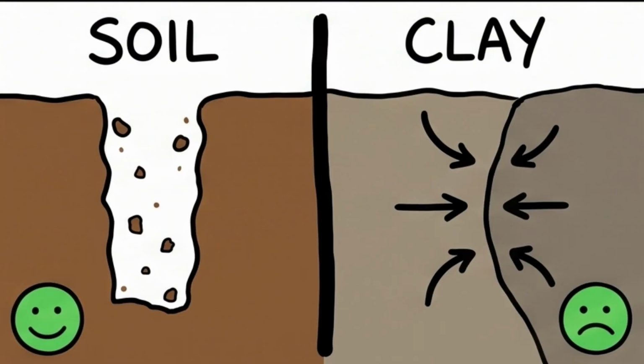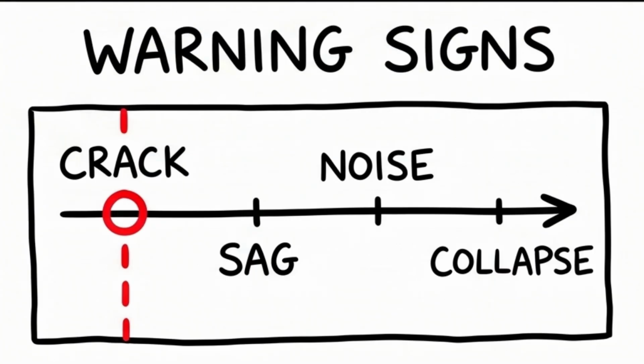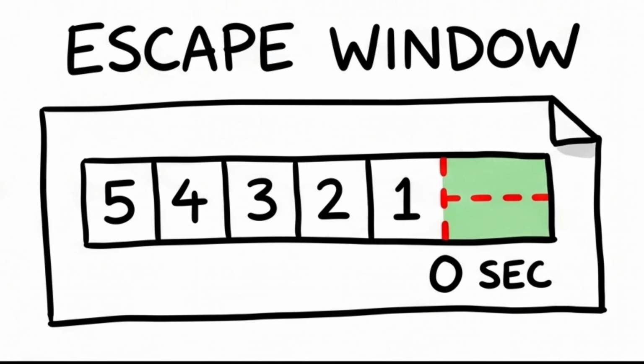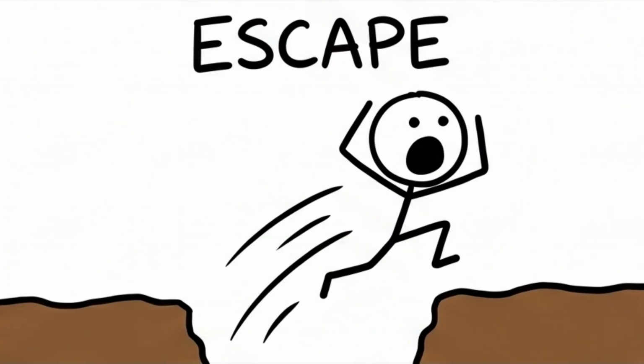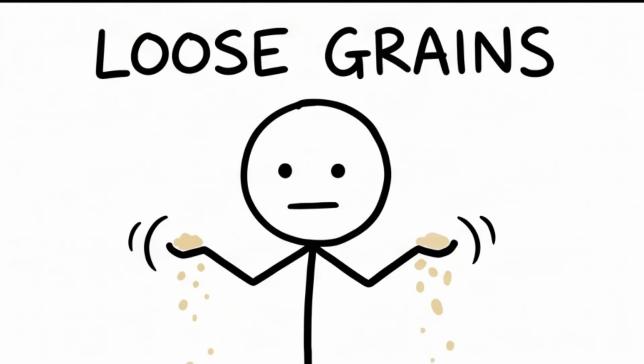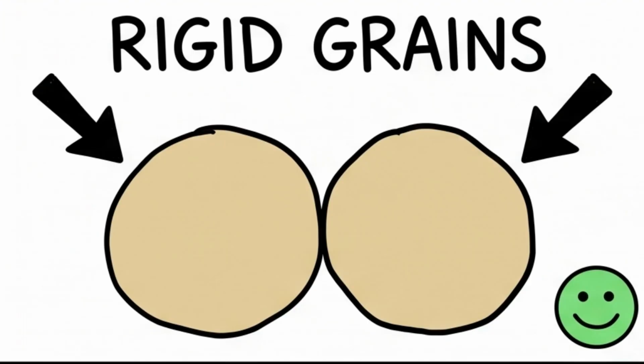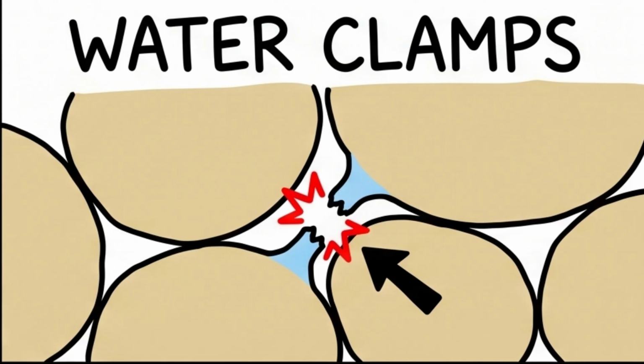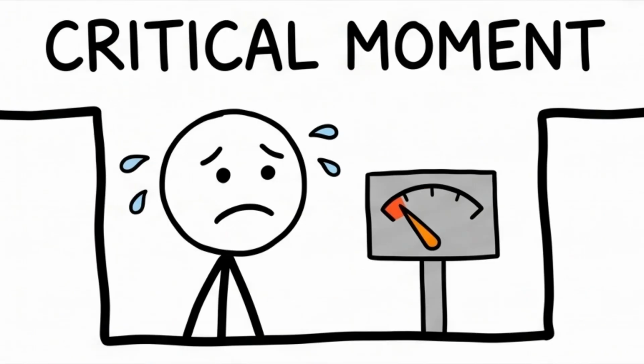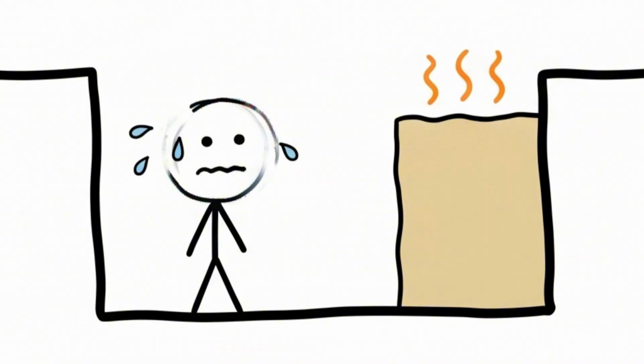Soil warns you, and so does clay. A wall of earth cracks, sags, drops crumbs, and gives you several seconds of ugly noise before it goes. A wall of damp sand gives you nothing. There is no crack, because there is nothing brittle to crack. There is no sag, because the grains never deform. The clamps simply stop existing, region by region. The moment enough of them are gone, that wall is dry sand again.